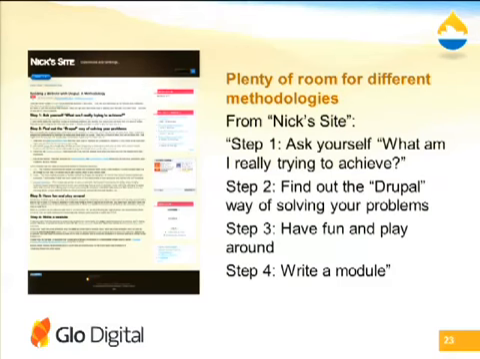So methodology, what I've talked about so far has been a pretty comprehensive sort of thing. Here's one that is a little bit on the other end of the scale. From Nick's site, step 1, ask yourself, what am I really trying to achieve? Step 2, step 3, step 4, that's it. Cute. So really, a methodology is whatever you decide is going to be your working practice to get things done, and that is up to you. That's not the topic of this talk. The topic of this talk is how to cost, how to put a price on what you're going to be asking for.